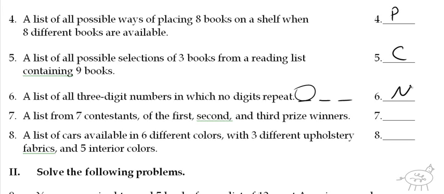A list of 7 contestants of the first, second, and third prize winners. Of course, there's an order involved here, first, second, and third, so that's a permutation.